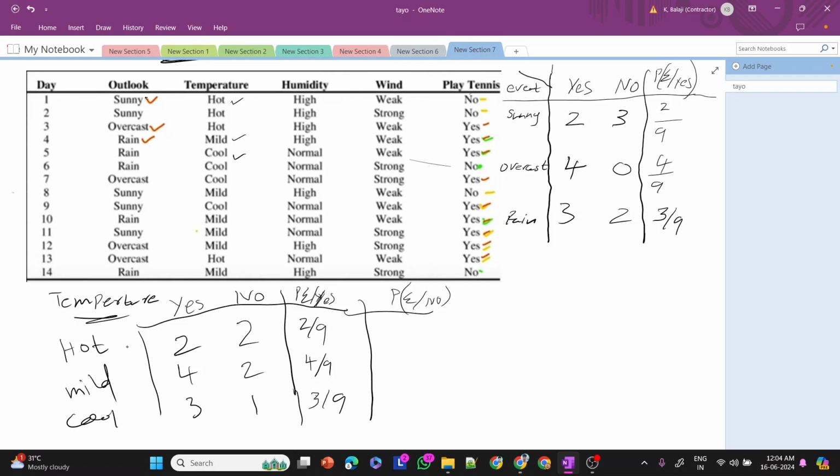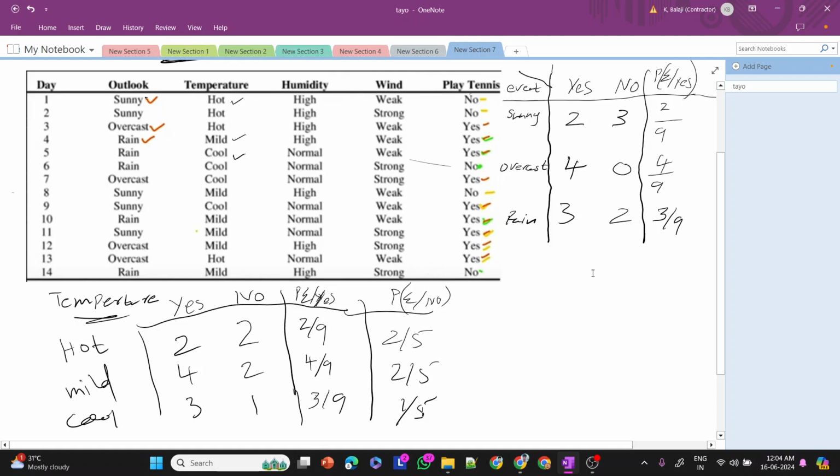When the probability of outlook is overcast when he does not play the game is 2/5. There are totally 5 no's. He does not play when it was overcast is 2/5. For mild also 2/5. When cold is 2/5. Probability was 2/5. Okay, we have computed this.